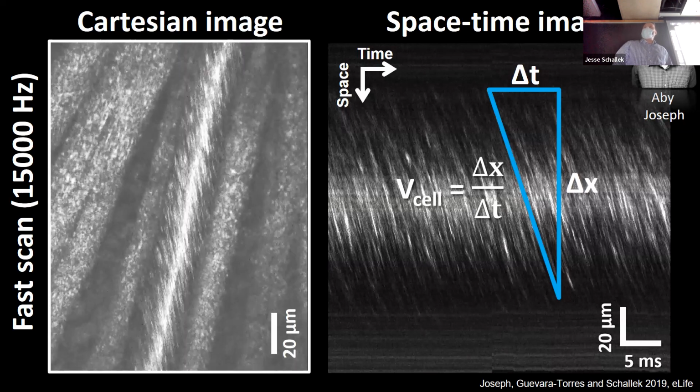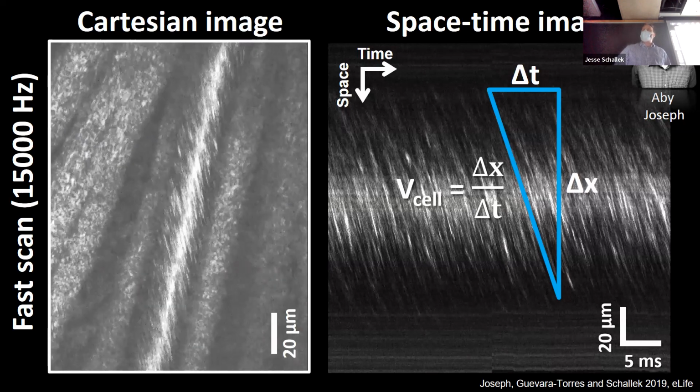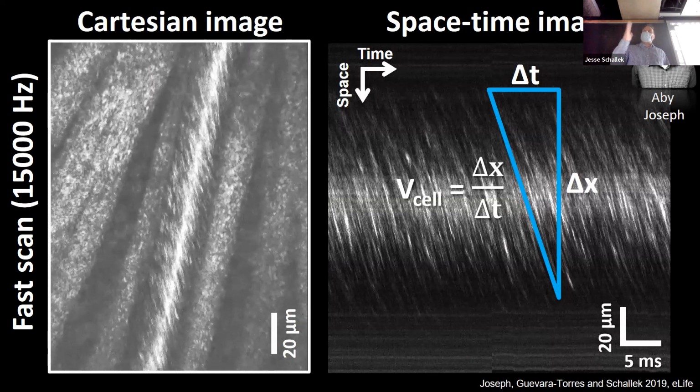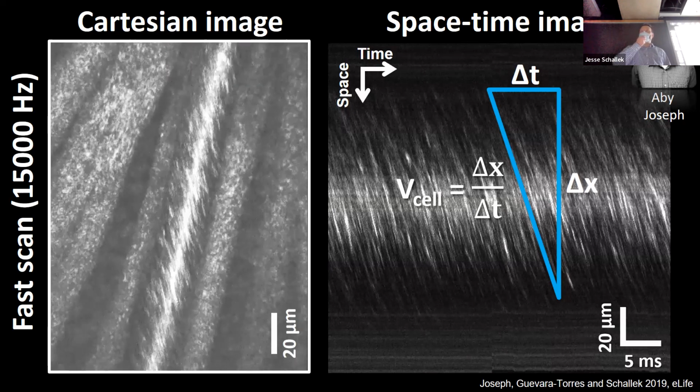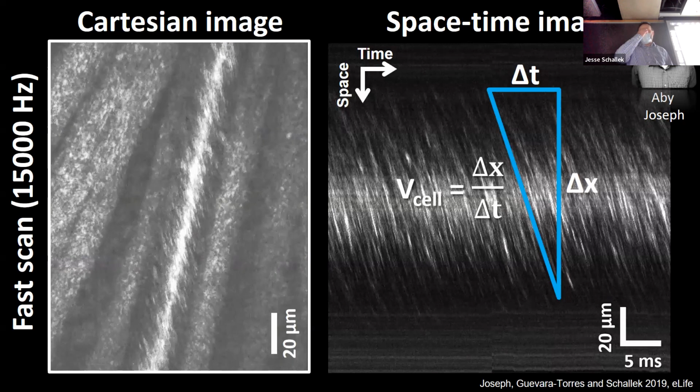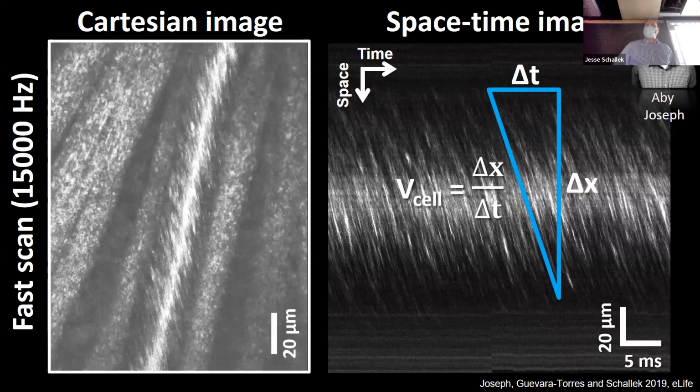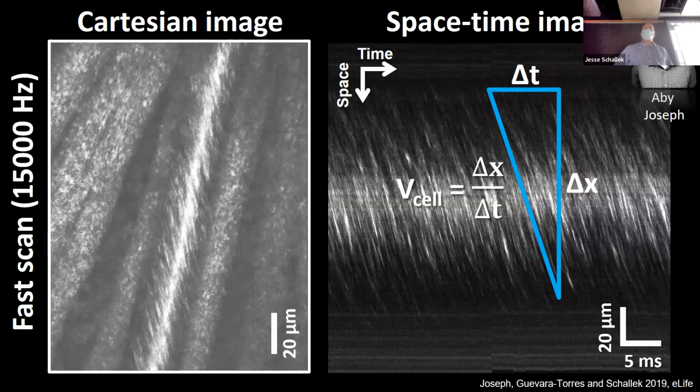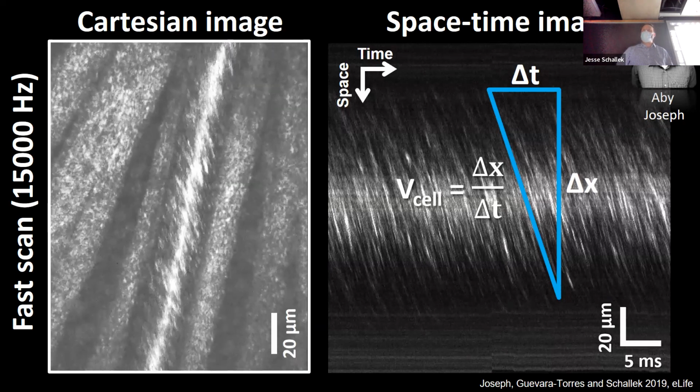The distance across that vessel is represented along the y-axis. This is the space dimension. And every single line that we capture is presented across the x-axis. We call this a space-time image. Okay, so it's not an XY image, but an ST image.